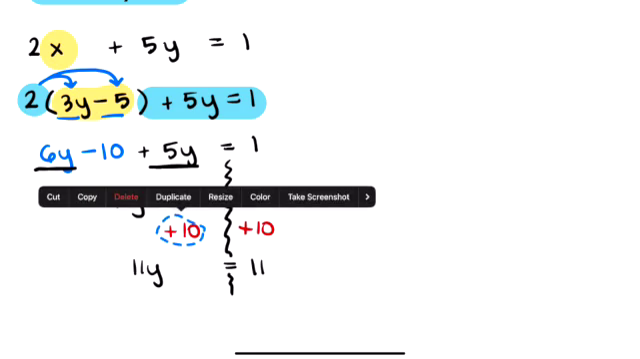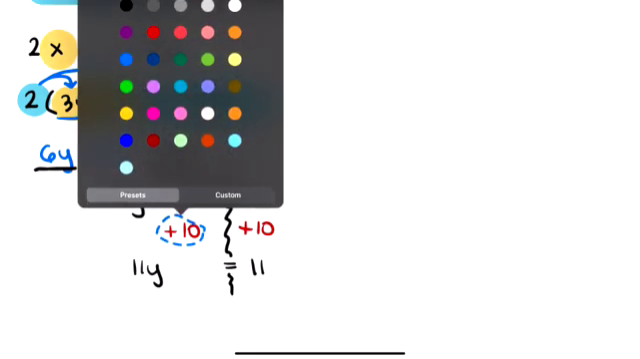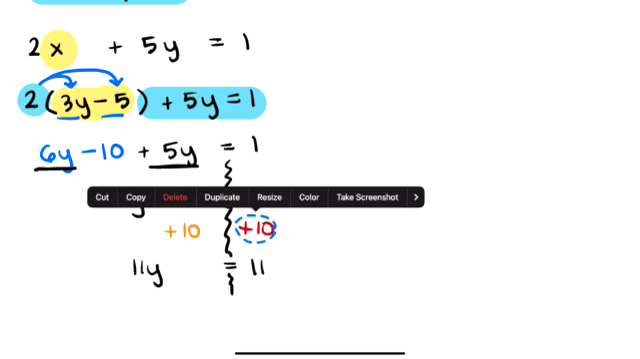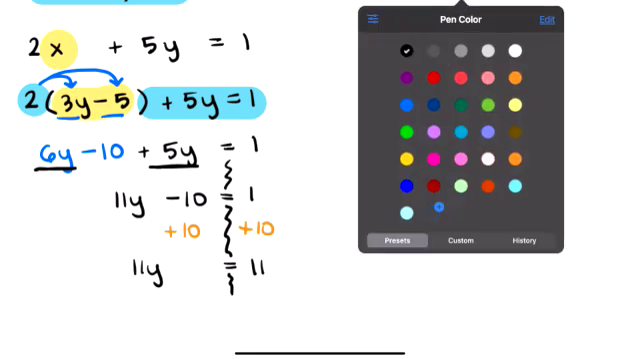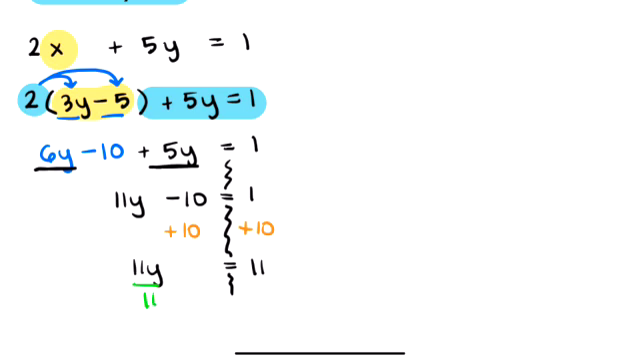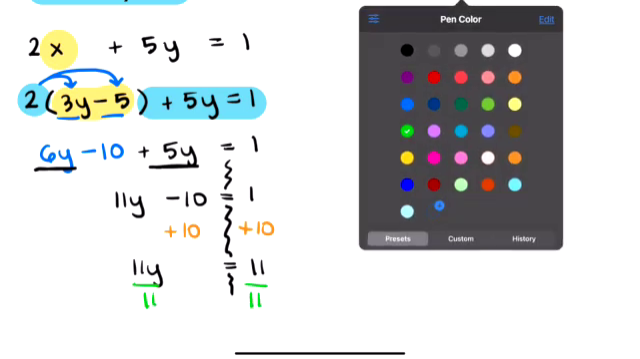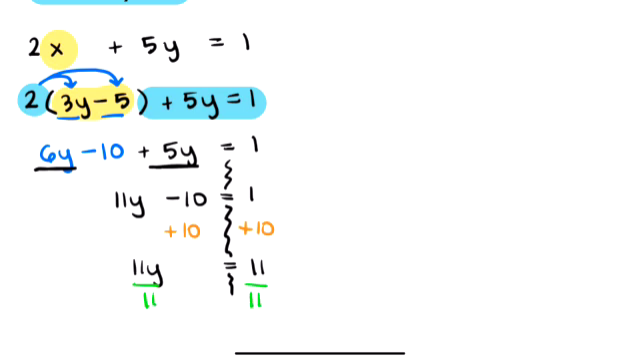I usually use orange for this step, and that's really going to bother me, so I'm just going to change this to orange, even though I'm probably the only person that cares. And then we're going to divide to get y by itself. And that is how we'd solve for y.